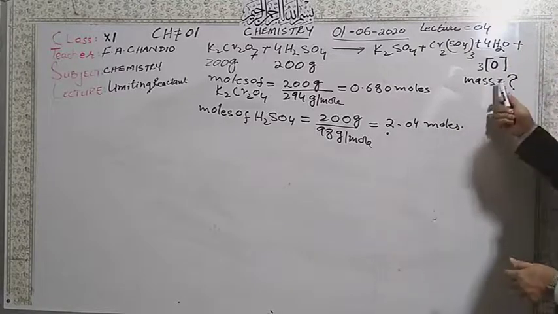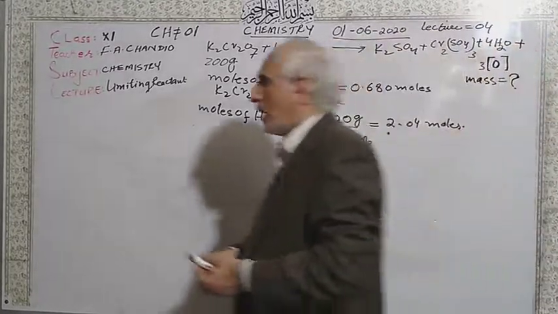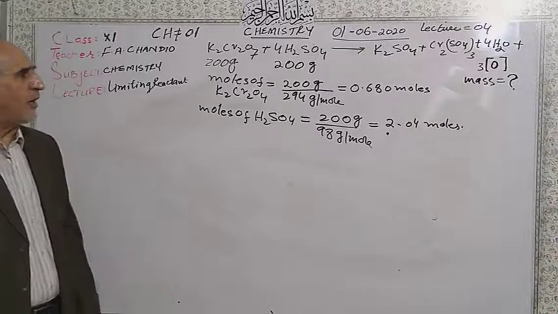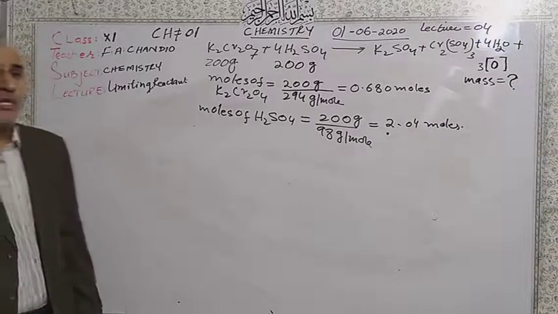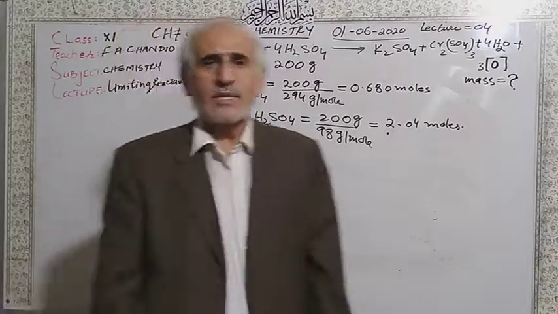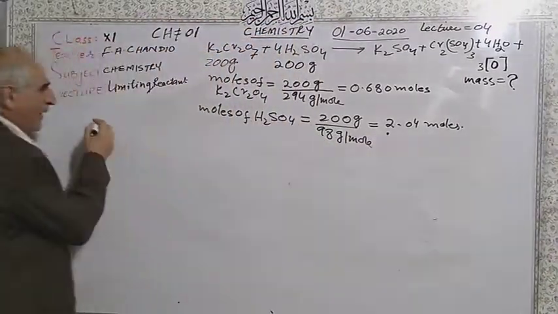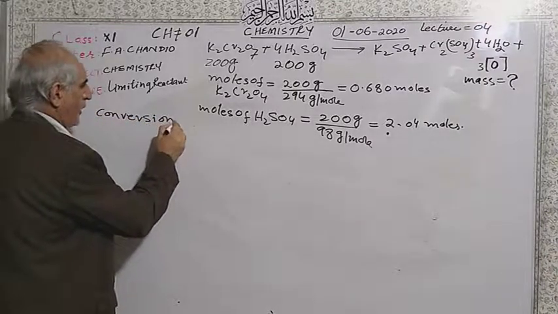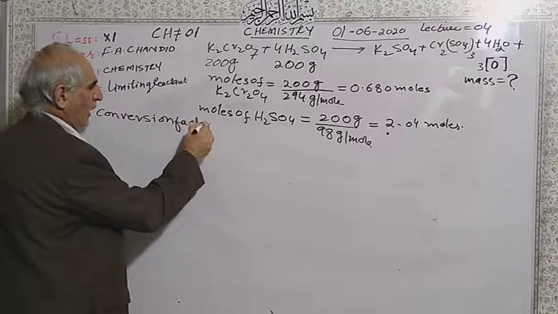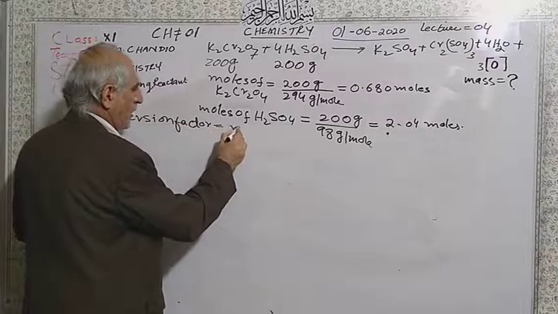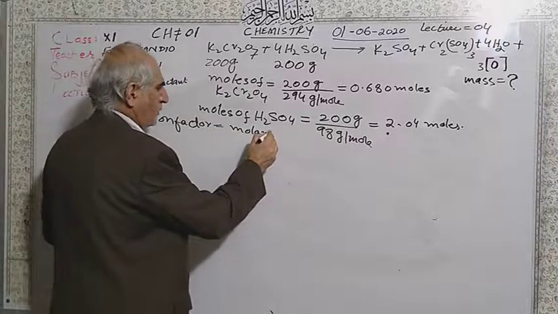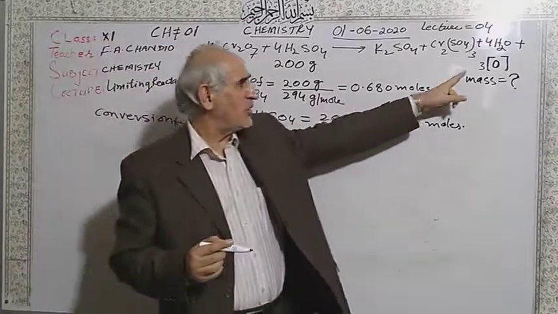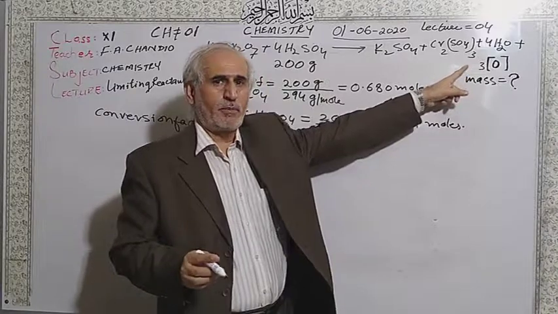It means that you have to calculate moles of oxygen first. You have to find the moles of oxygen first from the balanced chemical equation, and you have to find the limiting reactant. So by using conversion factor, same conversion factor. So I am writing here, conversion factor is equal to molar ratio. Now this is the question. So you are finding 3 moles of nascent oxygen.